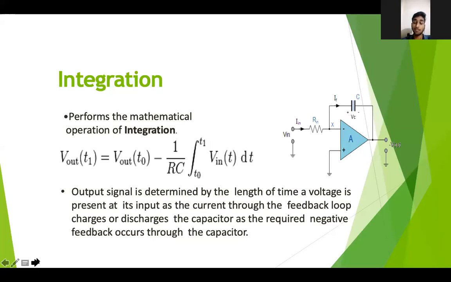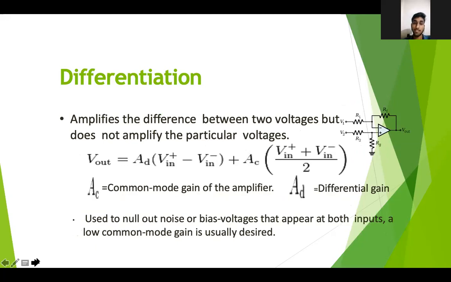From the formula we come to know that the integrator circuit is a time dependent circuit, because we integrate this voltage with respect to time, and the output signal is determined by the length of time a voltage is present at its input, as the current through the feedback loop charges or discharges the capacitance, which requires negative feedback through the capacitance. Now next one is differentiation.